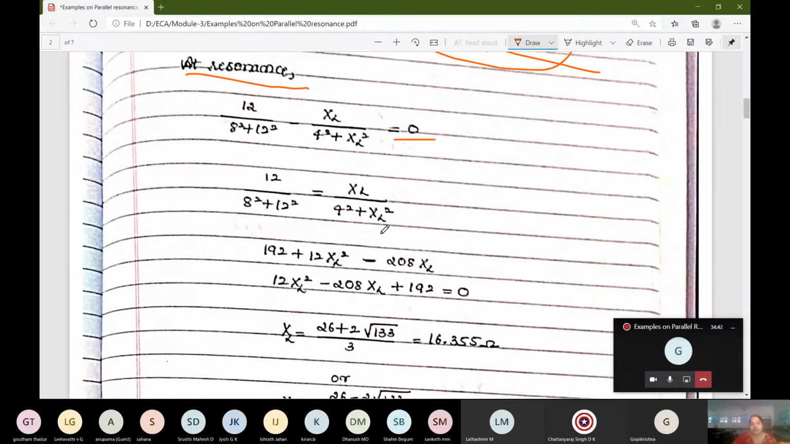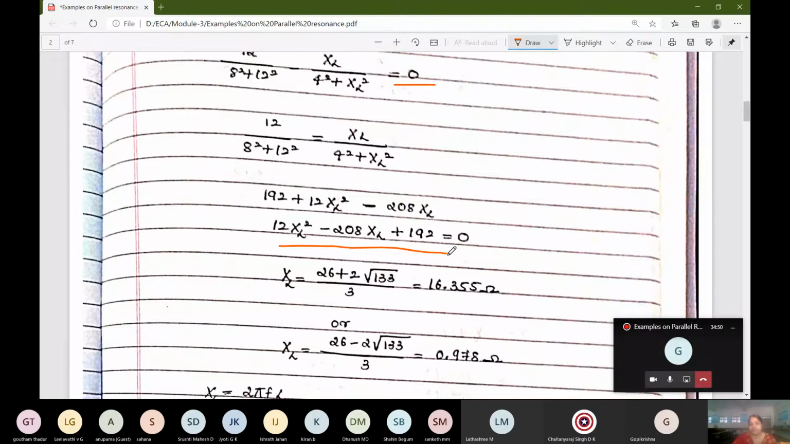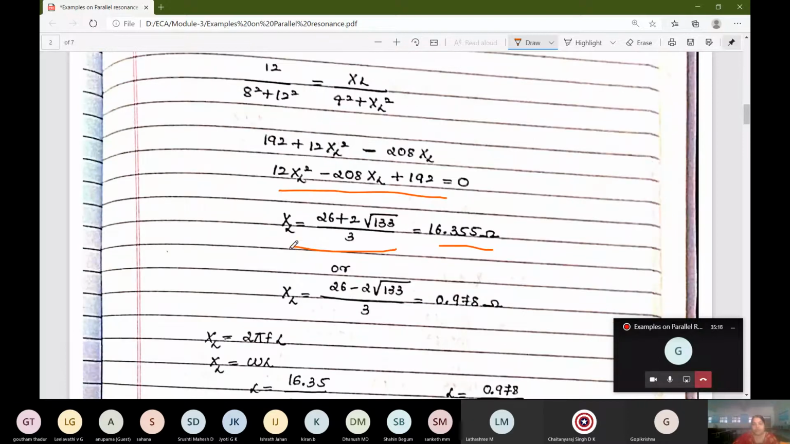Next step. Just equate it to 0, bring it to the RHS side. Just cross multiply, you will get an equation, and go with the formula. What is the formula? Minus b plus or minus root of b square minus 4ac divided by 2a. In that you substitute. What is a? a is 12 and minus b is 208 and c is 192. Just substitute there. You will get the answer XL is equal to 16.35. You will get two answers because of plus or minus.